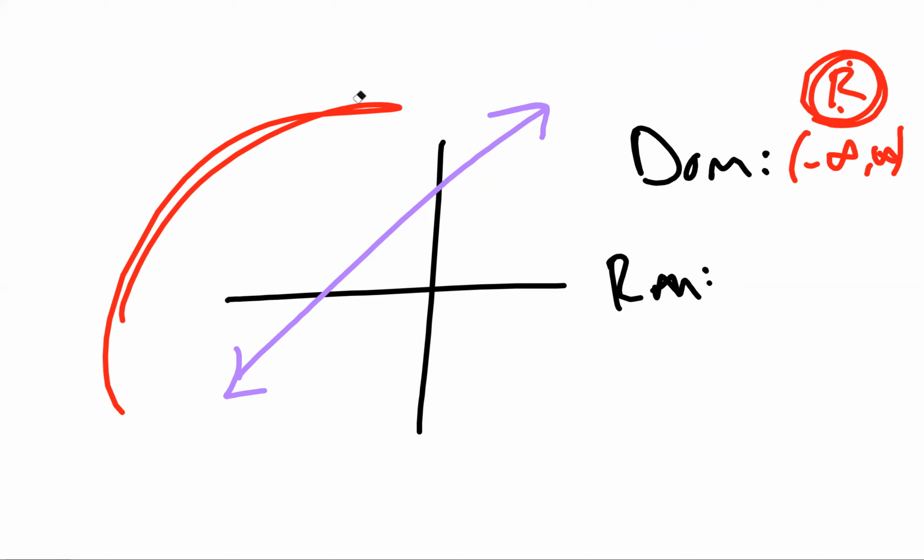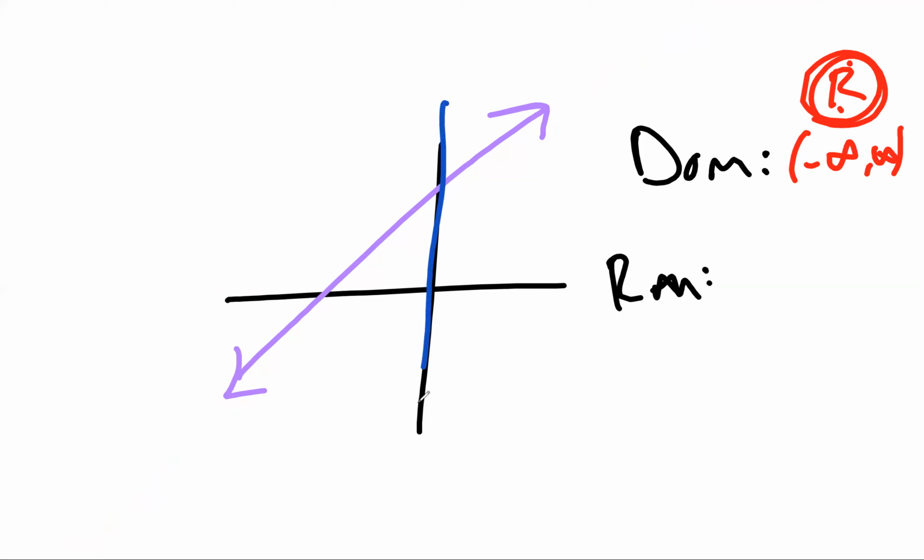That's the goal. Now, as far as the range goes, we're talking about the y values. We want to know how far up and down this thing goes. Well, again, according to these arrows, if it's continually going like this, how far down is it going?